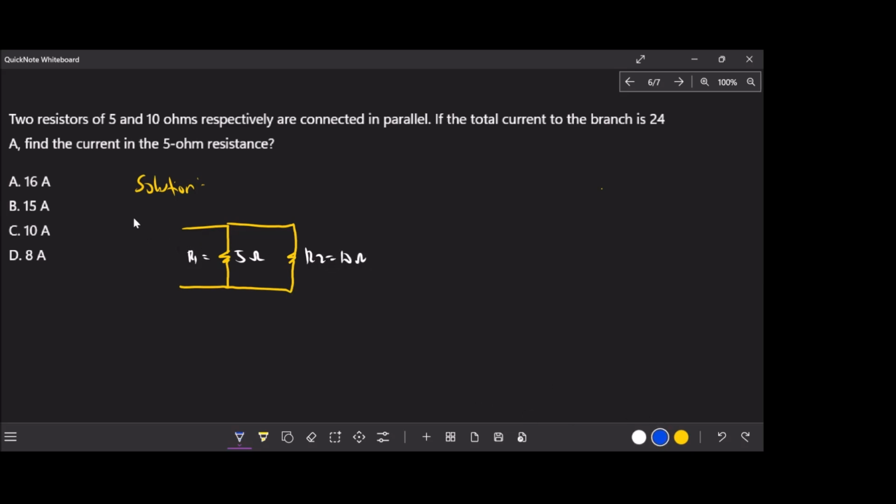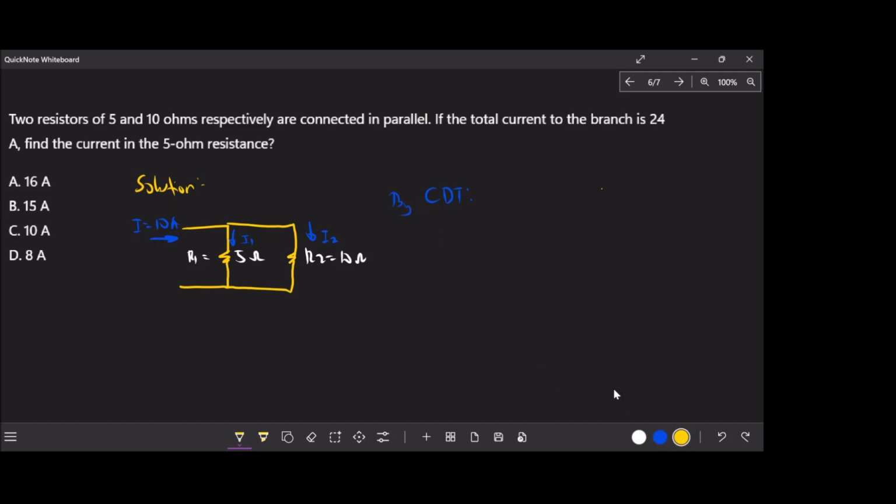Tapos, meron tayong current. No? This is our I. So, hinahanap po dito is kung ano po yung current in the 5 ohm resistor. So, kapag dadaan yung current dito, itong I natin, so madi-divide yan sa dalawa. So, magiging dalawang branch circuit, I1 and I2. No? So, meron po tayong shortcut in solving this one. So, yan po yung ating CDT or the current division theorem.